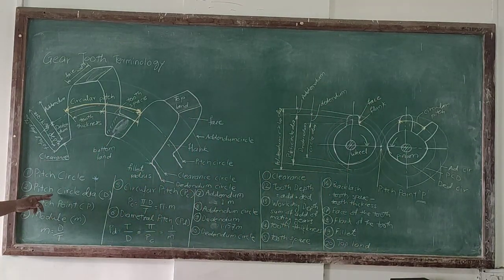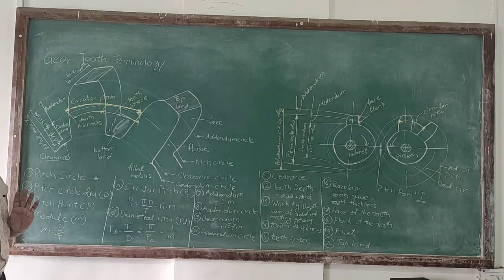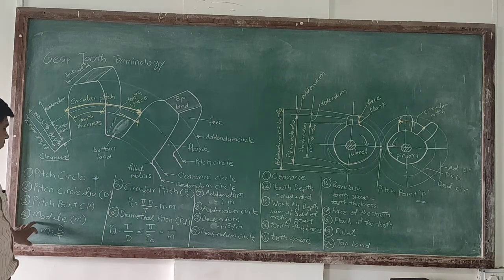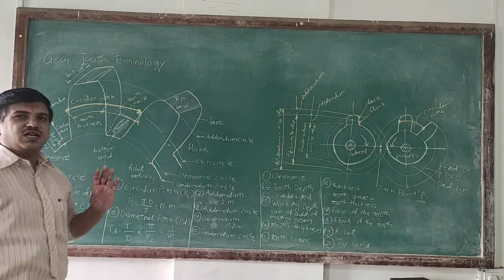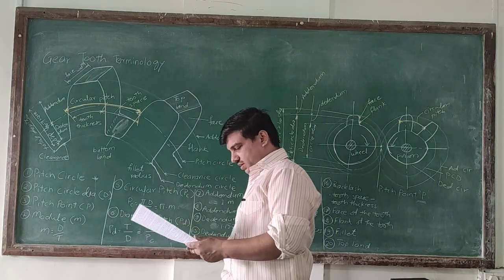As this pitch circle diameter is the basis of all the other parameters, this module is the basis of all the parameters of gear while designing. While designing the gear, we are going to use the module only. So hereafter, whenever we want to define anything, we will define it in terms of module. So we must understand what module is. It is not a physical phenomenon, but it is a mathematical term.